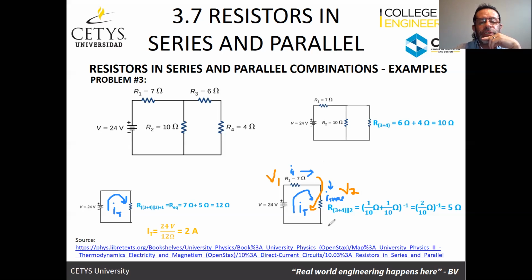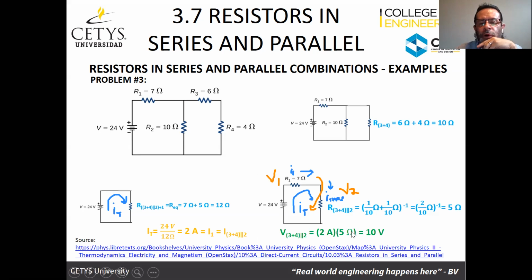And how do we find the voltages? It's going to be by multiplying the resistance times the current, which is the total current that we just found. So let's do that. First off, we know that this total current, which is 2 amps, is going to be the same as I1 and the current in the 3 plus 4 parallel 2.